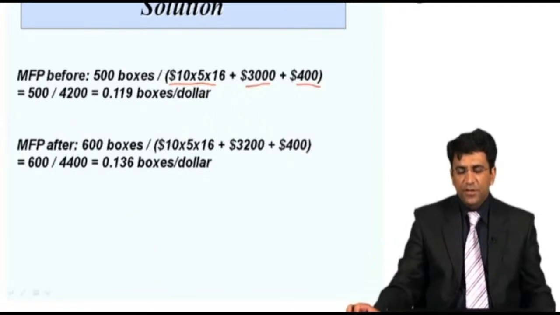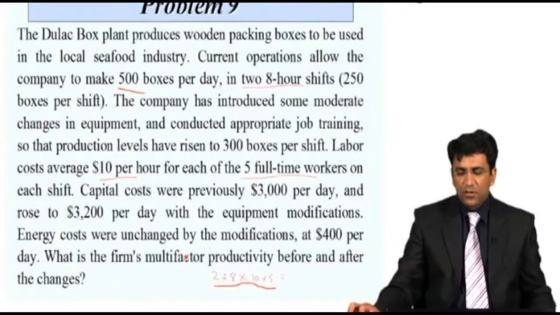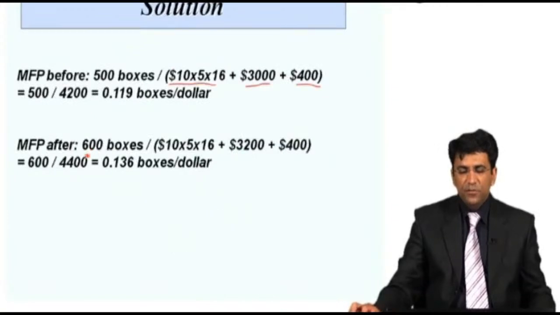Similarly, we can also calculate the productivity after the introduction of that equipment, and you can see now the new output is 600. Again, 300 boxes per shift means there are 2 shifts, so total output will be equal to 2 multiplied by 300, which is 600, divided by the same labor hours, which will remain the same. Only the capital costs will increase in this case, that is now equal to $3,200. The energy cost will remain the same. So again, if you divide 600 by this sum, it will be equal to 0.136 boxes per dollar. So this is our new productivity.